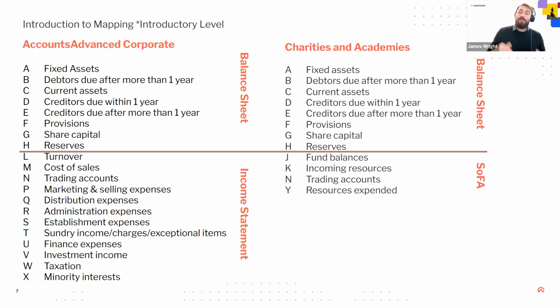And you can also see everything balance sheet on the top there. So A to H is for balance sheet, and then for the accounts corporate, L to X is for the income statement. That's what it will be populating. And the charities and academy, J to Y is for the SOFA there.